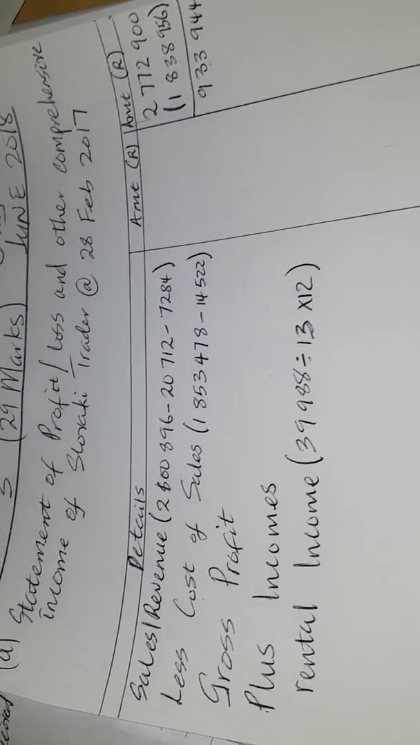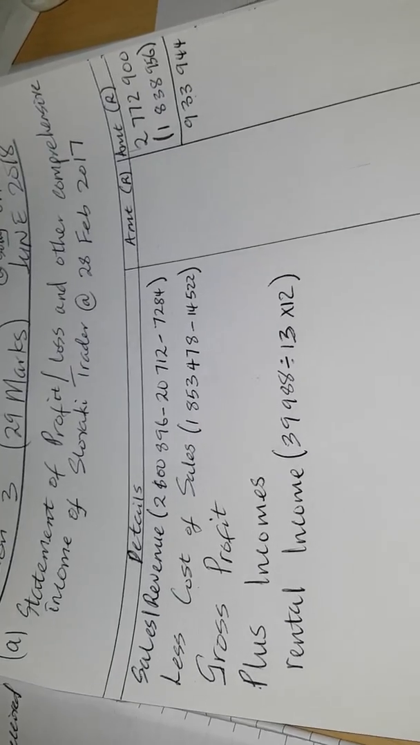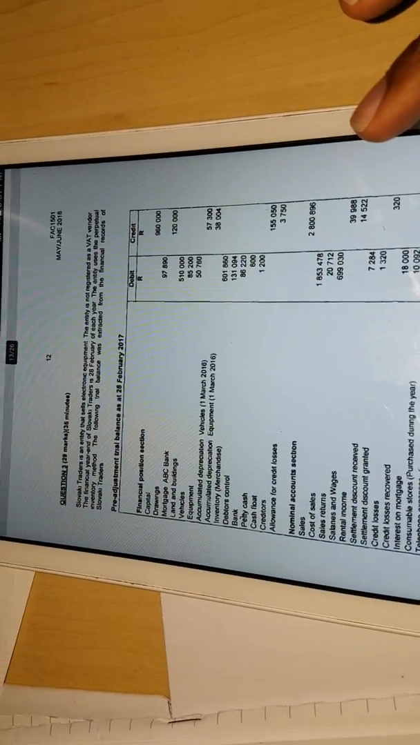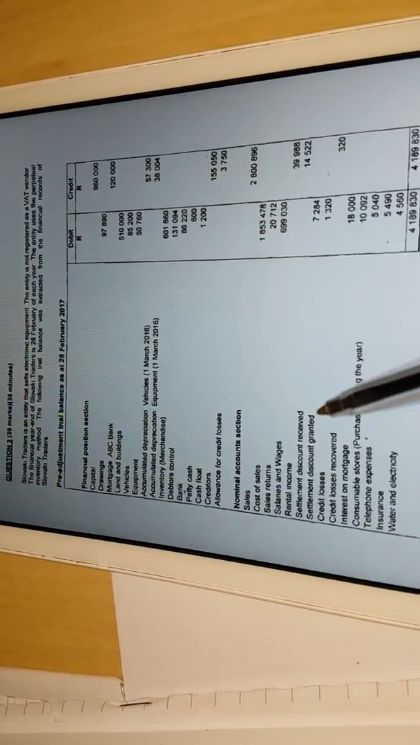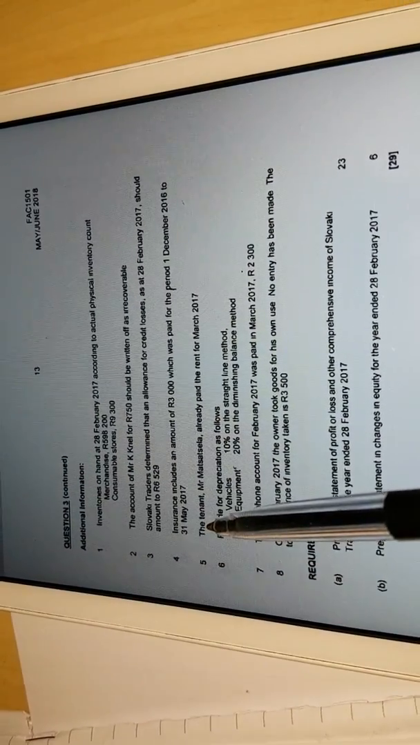So let's proceed. Now this gross profit should be added with incomes, plus incomes. Okay, so from my information, May June 2018 question number 3, I've only seen rental income among the incomes, so we don't have other incomes. So basically it's rental income, plus we also have the credit loss recovered. Okay, so we have two types of income. So now the rental income, they came here on the additional information number 5. A tenant, Mr.